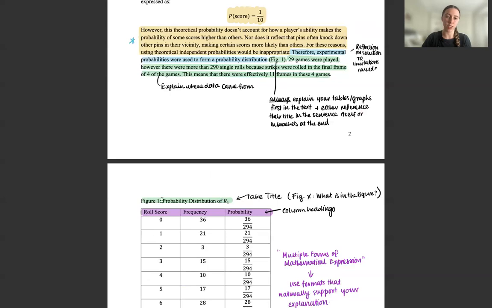Even if I chucked it in with probability distribution of roll 1, I've just come out of a section saying there were effectively 11 frames in these 4 games, and then all of a sudden you have a table saying probability distribution of roll 1. That doesn't make very much sense. That's why it's so important to have these figure titles and then reference them in your body paragraphs where it's relevant.